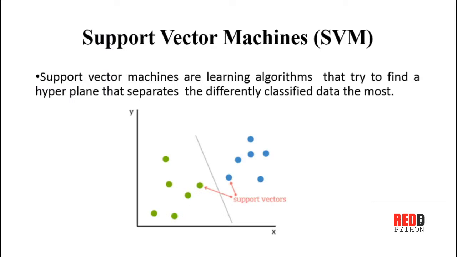As it shows, support vector machines are learning algorithms that try to find a hyperplane that separates the differently classified data the most. Now guys, as you can see, there are some data points in blue and green. In support vector machine, what's preferred is the data points that are far off from the line that's drawn, and those data points are basically called support vectors, as the name says, support vector machines.